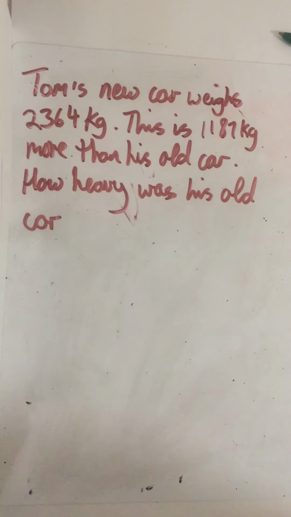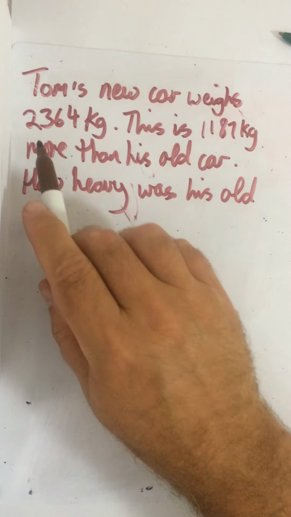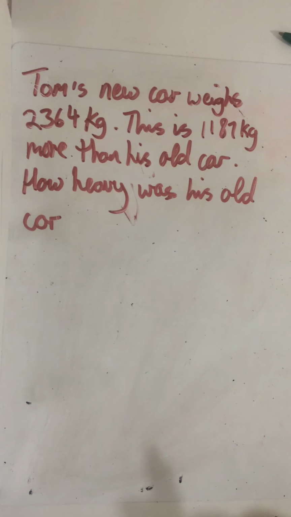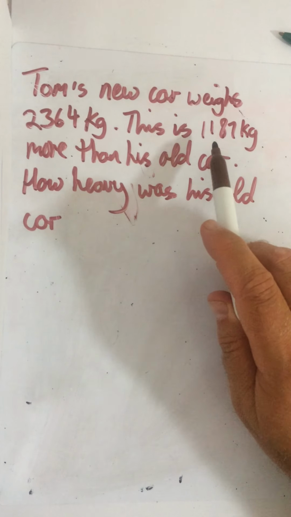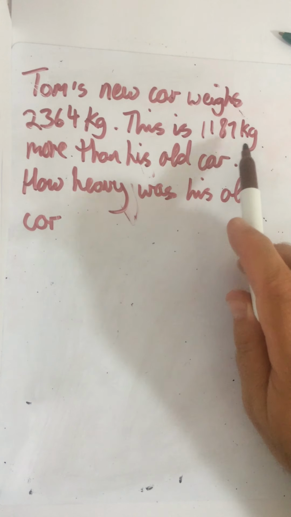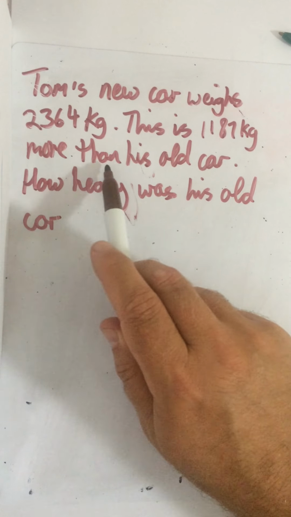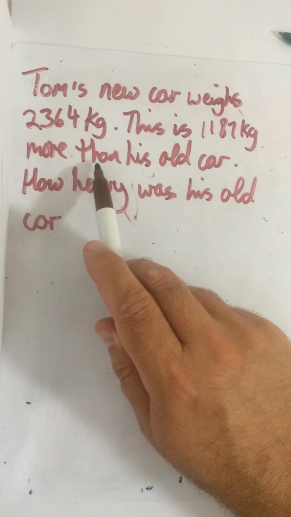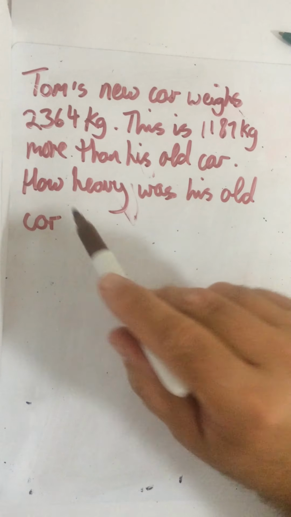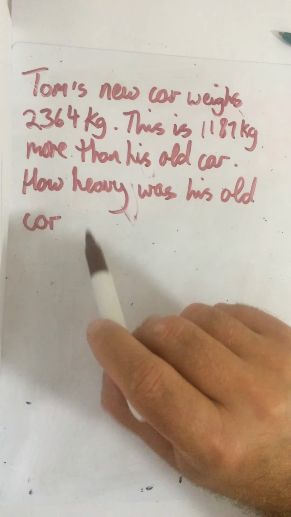Okay, I'm going to go through these fairly quickly. Tom's new car weighs 2,364 kilograms. This is 1,187 kilograms more than his old car. So more than, that would straight away make me think, oh, you have to add. But again, it's not always as simple as that. So we're not going to jump in yet.